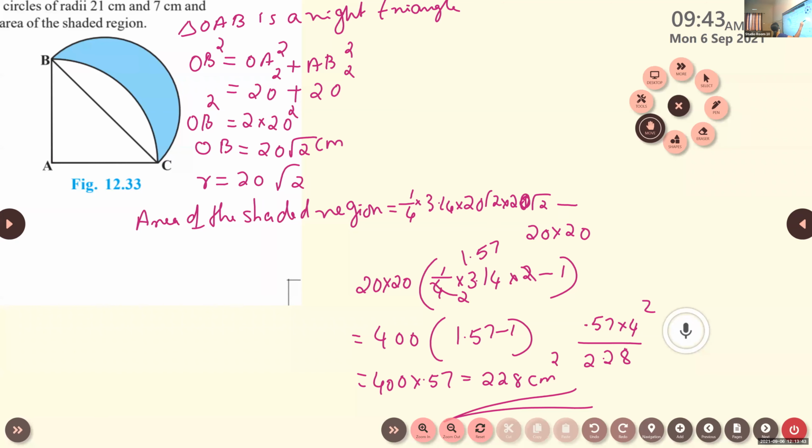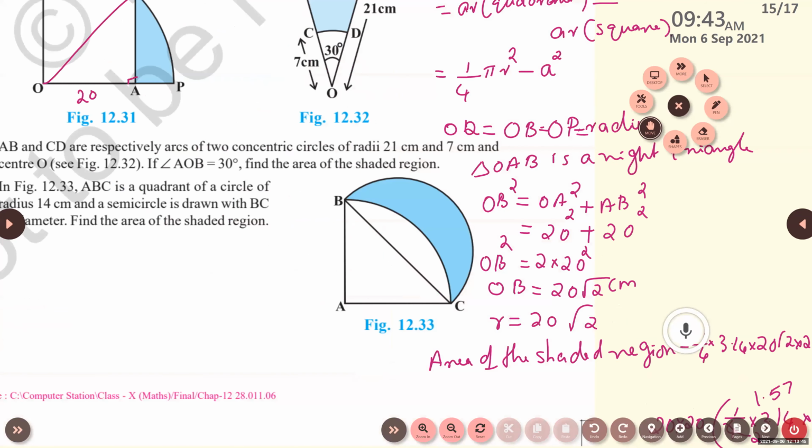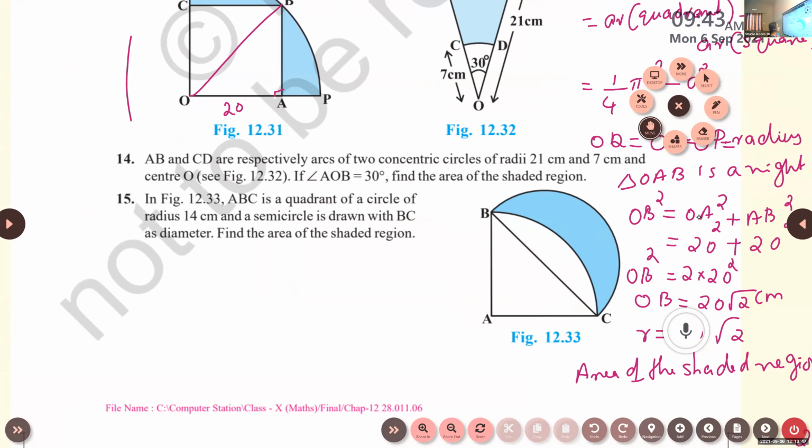Question number 14. This 12, 13, 14, 15 is repeatedly asking question. Not any one of these questions, from 12 onwards. Questions 12, 13, 14, 15 are repeatedly asked questions. Mark these questions. Okay, now question number 14.